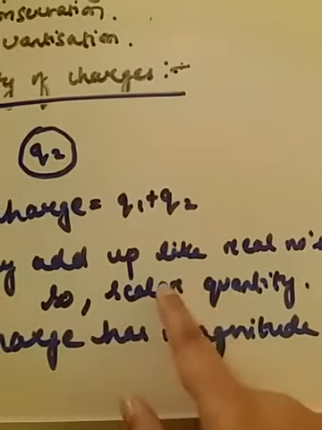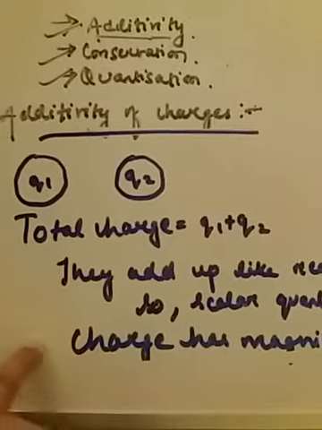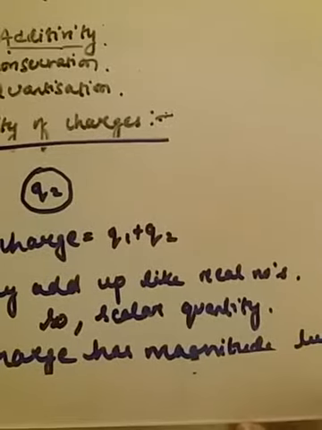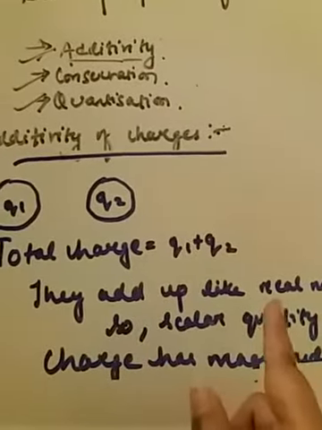Another proof that charge is a scalar quantity is that it has magnitude but no direction. This is also the definition of a scalar quantity: it has magnitude but no direction. So charge has magnitude but no direction, and charges add up like real numbers, the normal addition of scalar quantities.